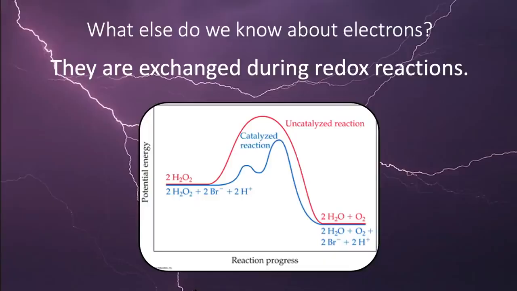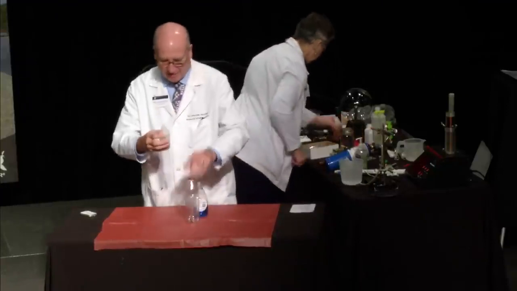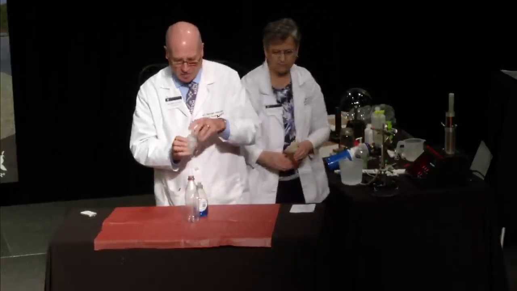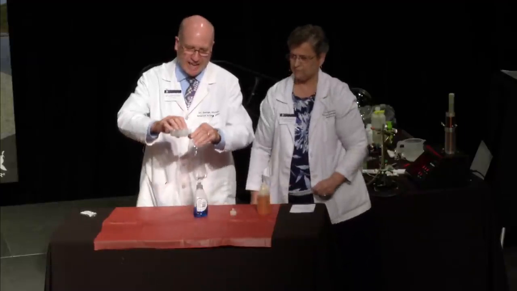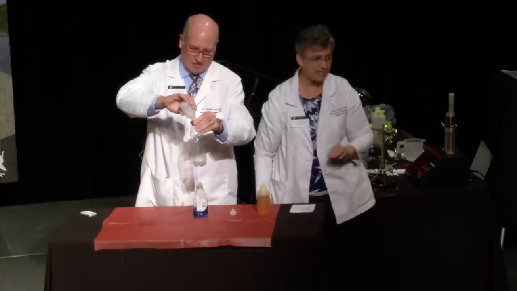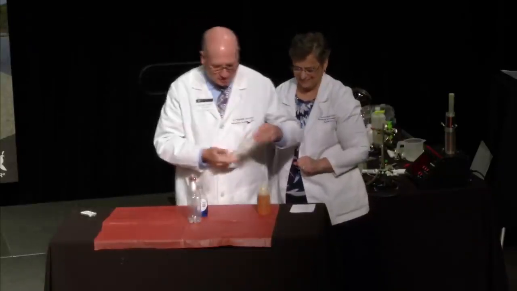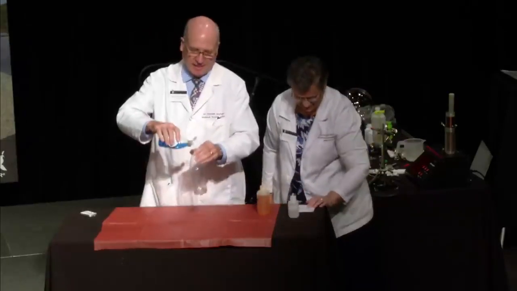What else do we know about electrons? We know that they're exchanged during redox reactions. Now that combustion reaction, that was a redox reaction. I'm going to do another redox reaction now. And I'm going to use hydrogen peroxide. This is 30% hydrogen peroxide. And this is called the catalytic decomposition of hydrogen peroxide. It's not the same kind of peroxide you have at home, so guys, don't try this at home, okay? Then I'm going to put some soap bubbles in here so you can see the oxygen form.